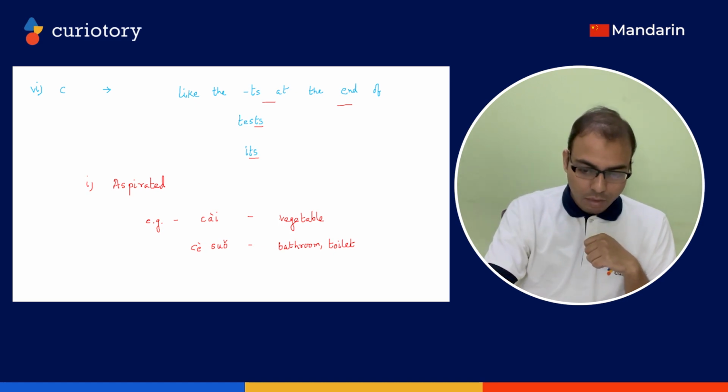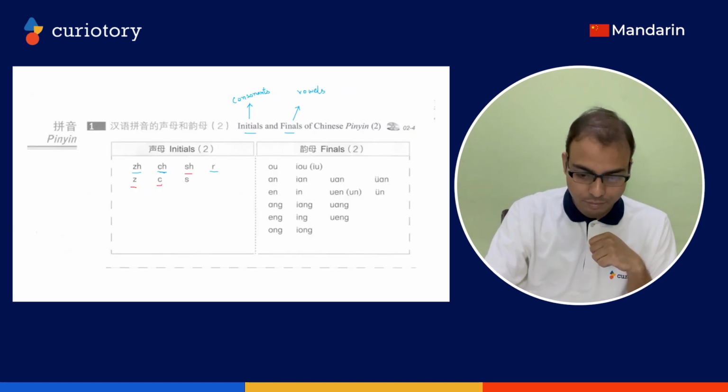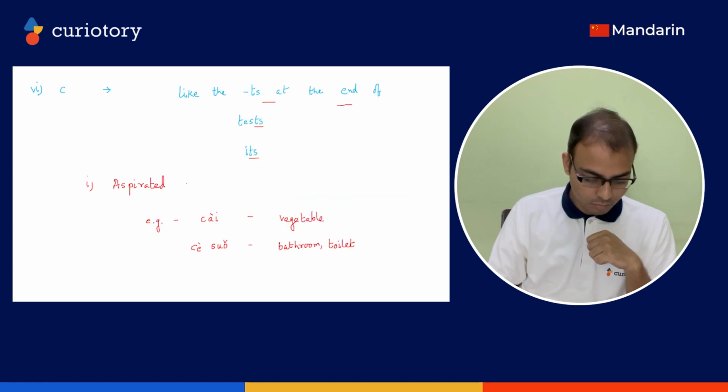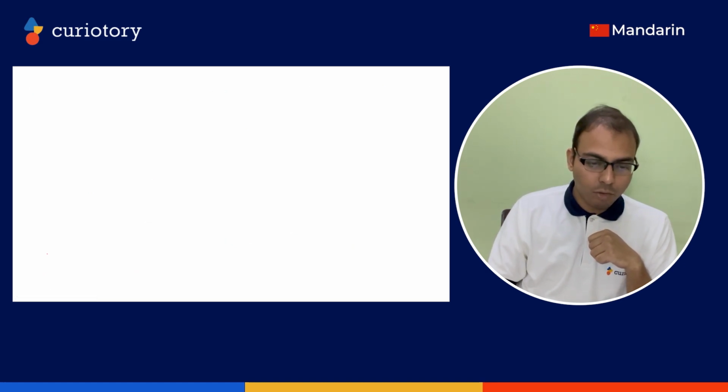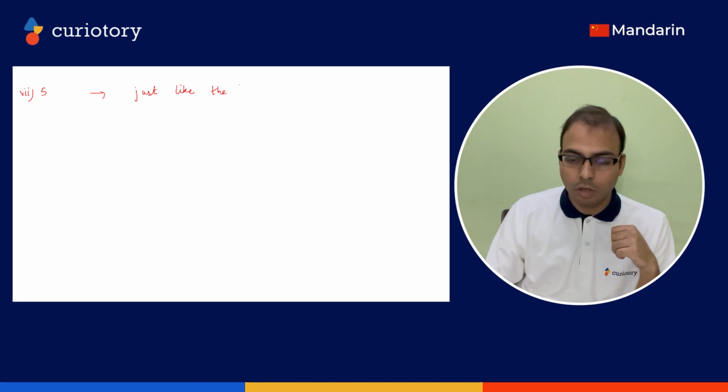Now let's get back to our last initial of today's class, which is S. What is the rule about S? There is no special rule about S. It is just like the S in English, so it's very easy. Let's take two examples.